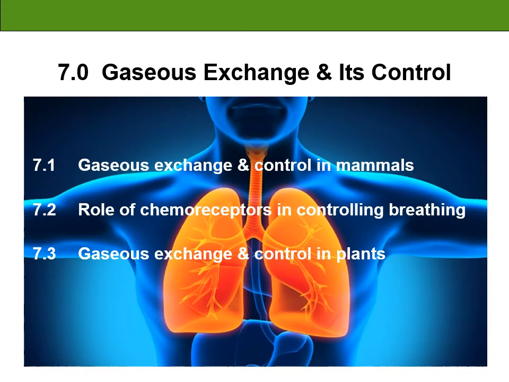So under this chapter there are 3 subtopics: 7.1 gases exchange and control in mammals, 7.2 role of chemoreceptors in controlling breathing, 7.3 gases exchange and control in plants.